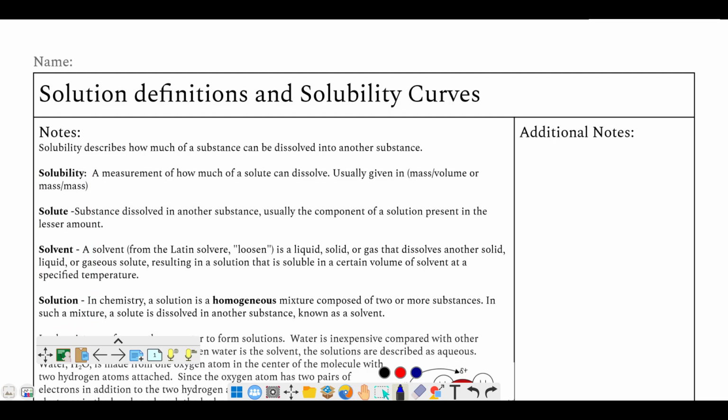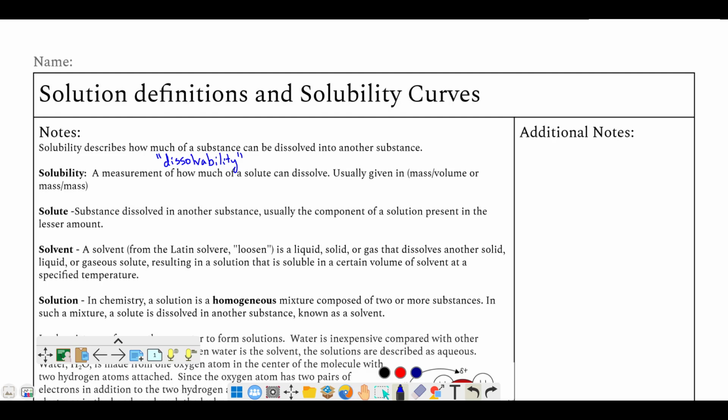First up, solubility is a measurement of how much solute can dissolve. In other words, it's the ability of a solute to dissolve. Maybe you could call it dissolvability. Different substances will have different solubility, and we'll come back to this idea in a few minutes.